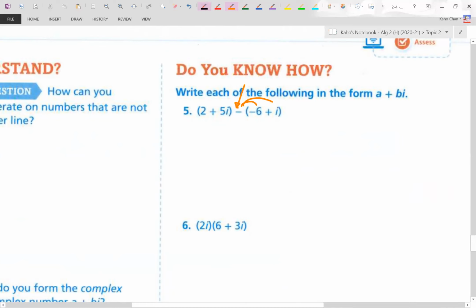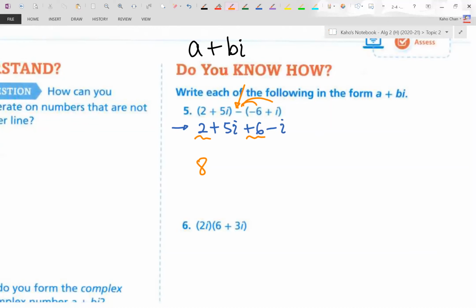Number 5, we're just subtracting here. Two complex numbers, distribute the negative sign. Make sure you remember we're going to be combining like terms, combining like parts in this case, reals and imaginaries. Rewrite the problem after you distribute the negative sign. There we go. We have reals and imaginaries. 2 plus 6. Sweet. And 5i minus i, or simply 1i, is 4i.